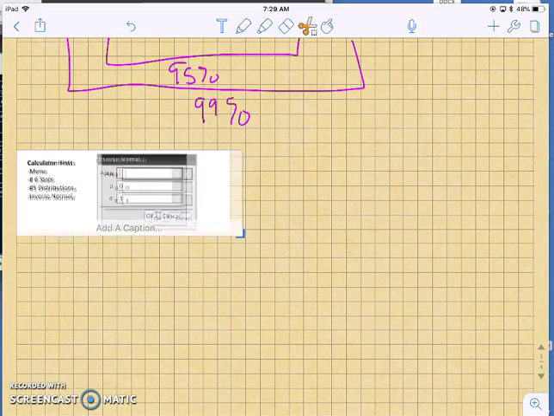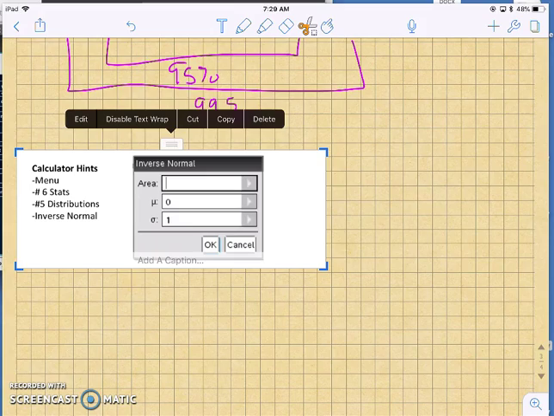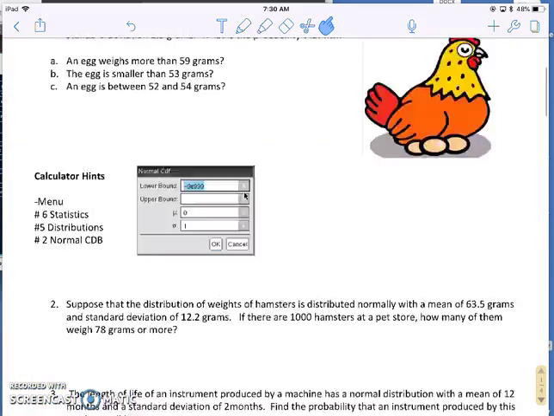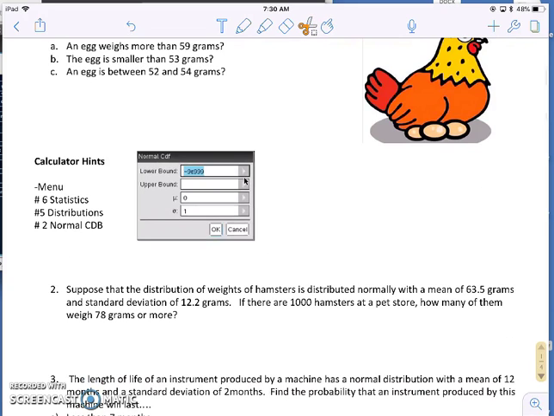Here are the steps for how you do that. Whoops, that's the wrong one. Let's cut that out. I didn't go back far enough. Here it is.